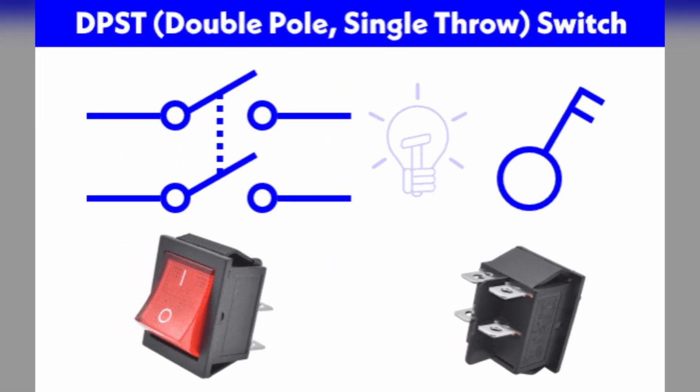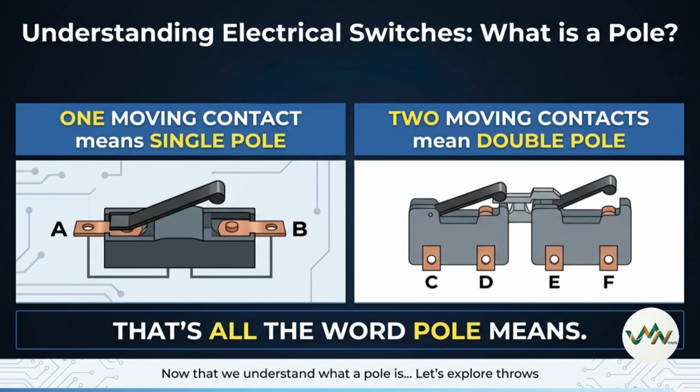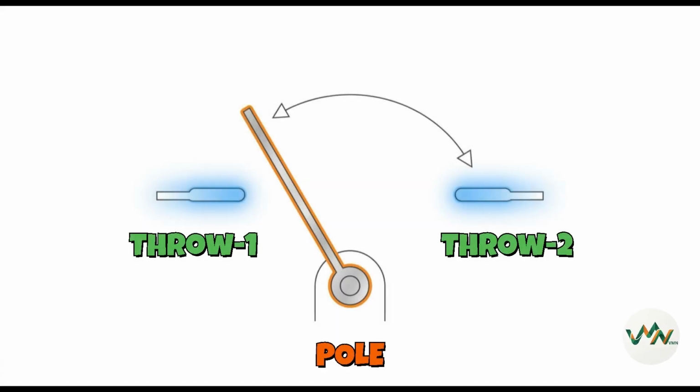If a switch had 2 moving contacts operating together, it would be called a double pole switch. So remember this simple rule. 1 moving contact means single pole. 2 moving contacts mean double pole. That's all the word pole means. Now that we understand what a pole is, let's learn the second term. Throw. A throw is simply the number of connections a pole can switch between.